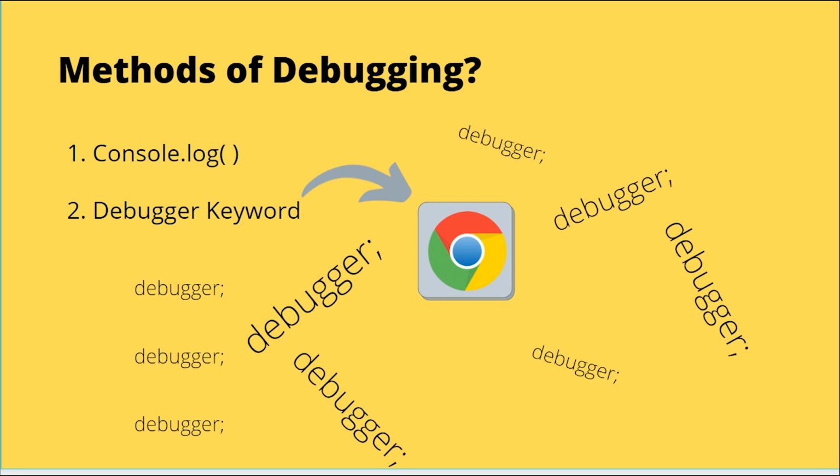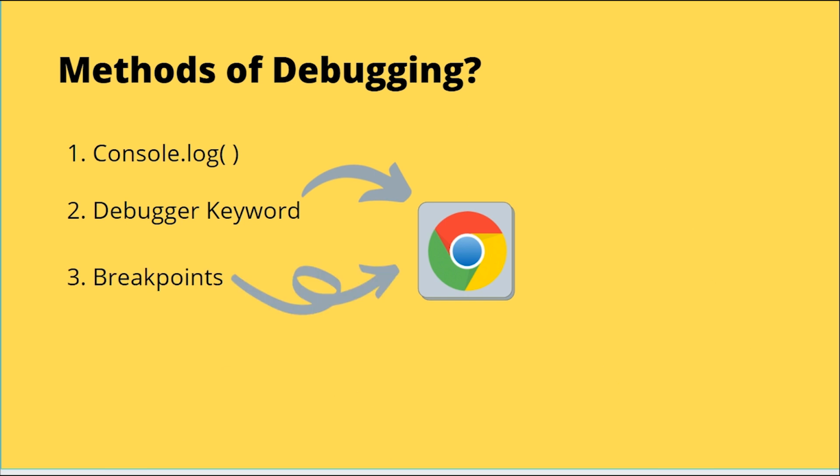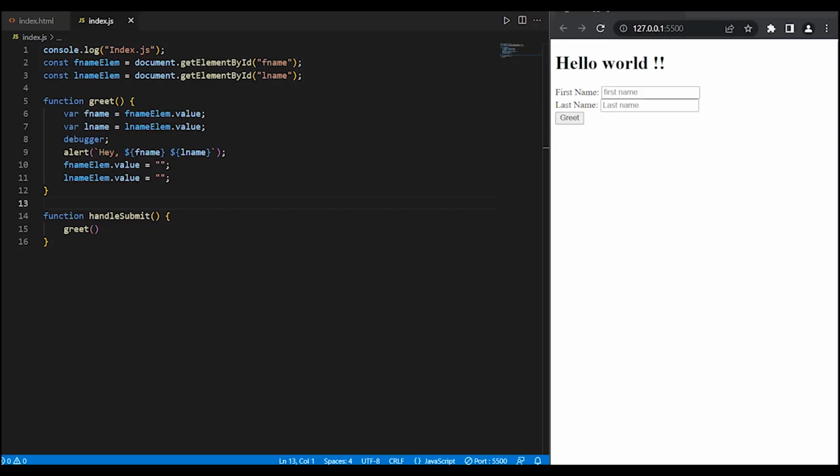Okay, so I introduced the problem. Now let me give you the solution. And the solution is breakpoint. Now, what is this breakpoint? Well, it is a third method of debugging. In Chrome Debugger, you can set multiple breakpoints instead of writing the debugger keyword. Let me show you how to do that.